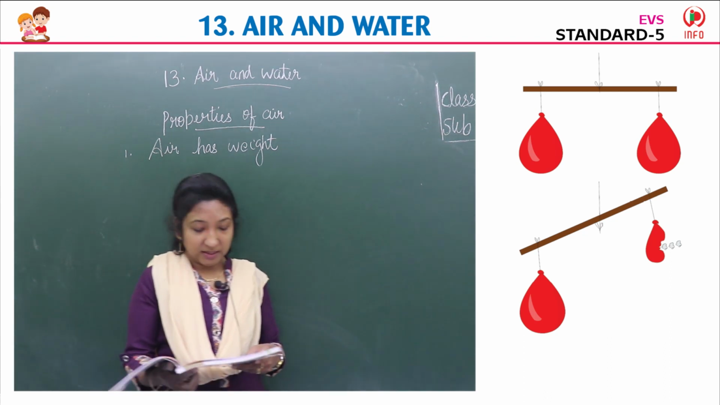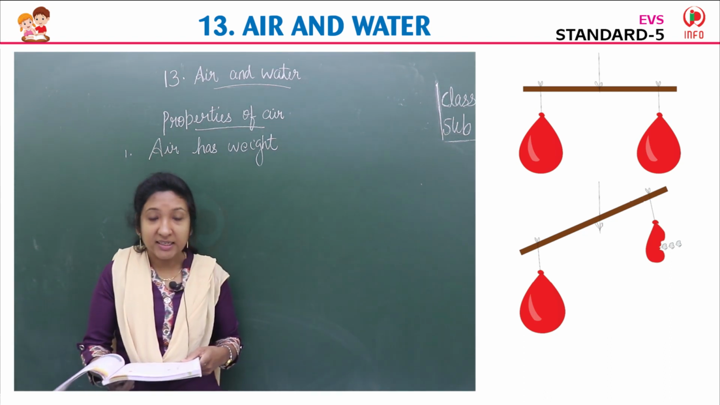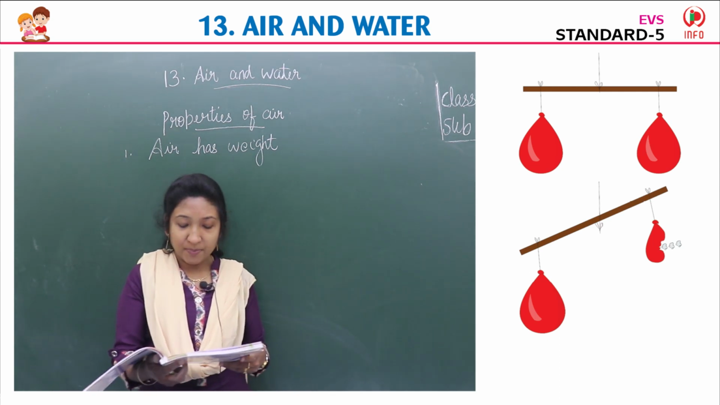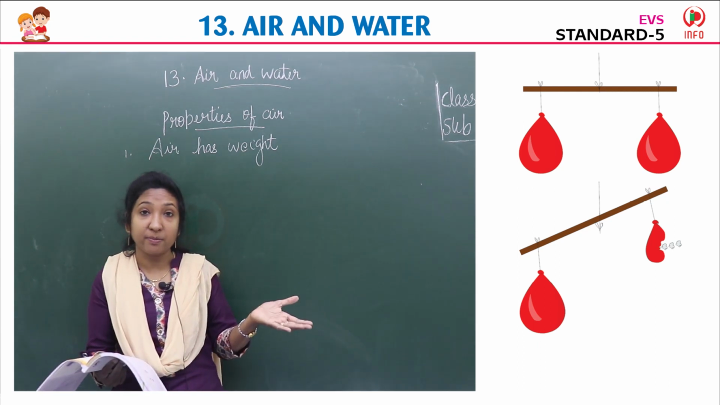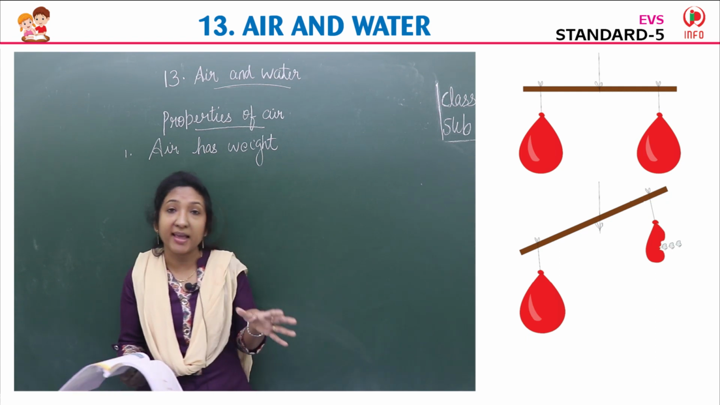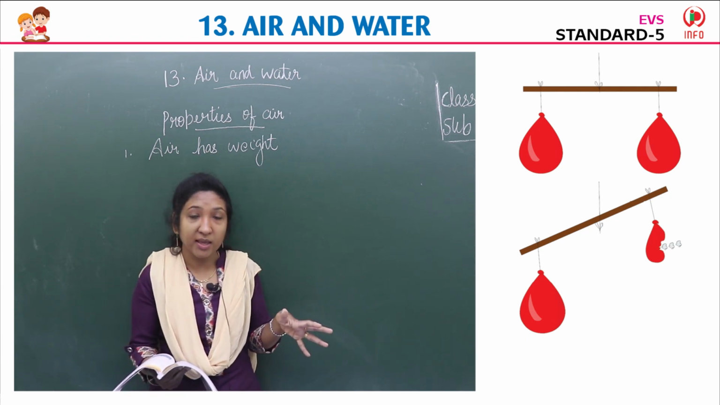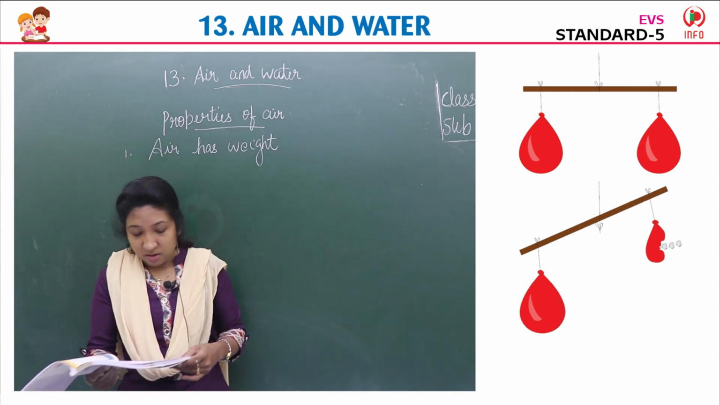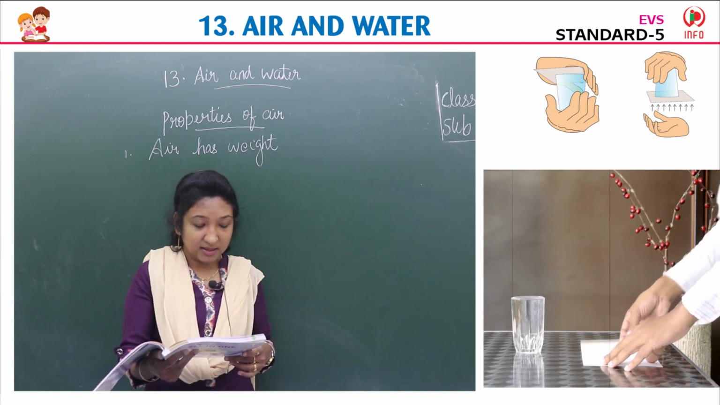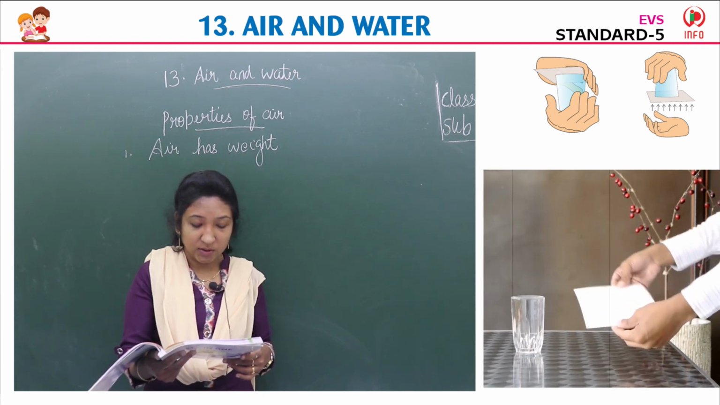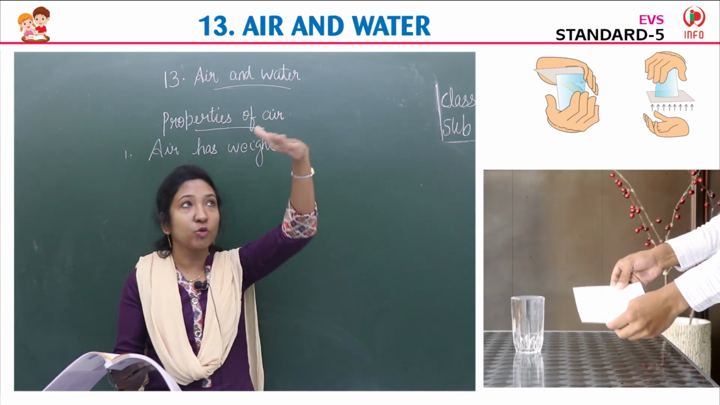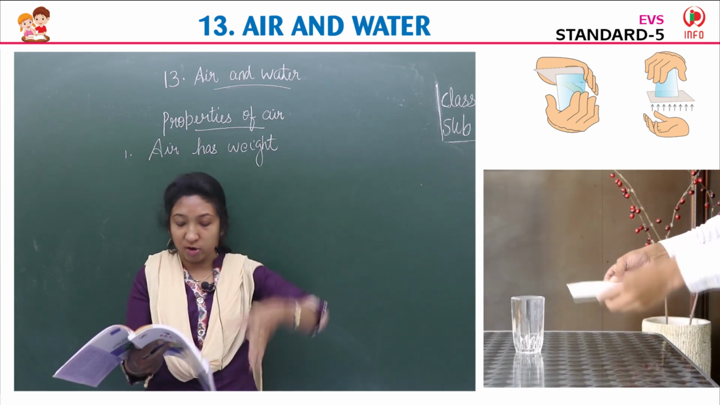Now the next experiment. Materials needed for this experiment: a glass tumbler, a square piece of cardboard. You can see the image, children. There is a glass tumbler, a square cardboard, and water. Procedure. What do we have to do? Take the glass tumbler and fill it with water up to the brim, up to the top.